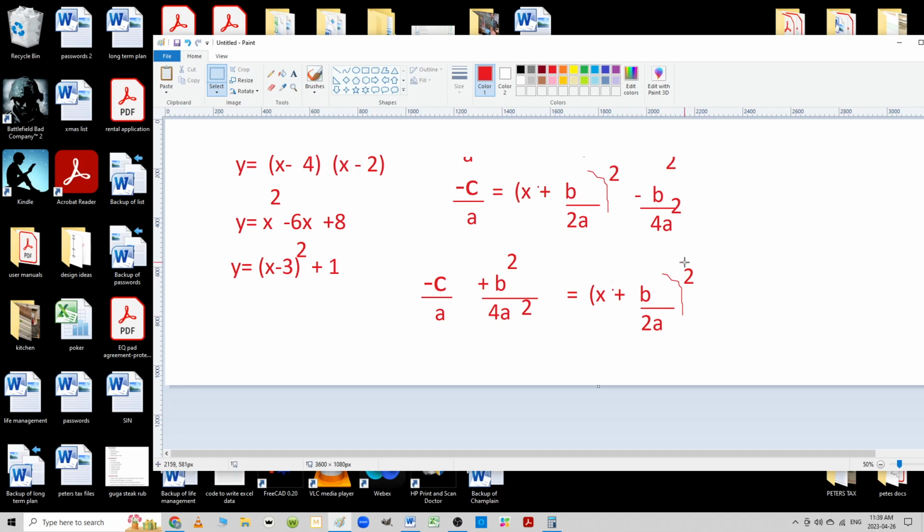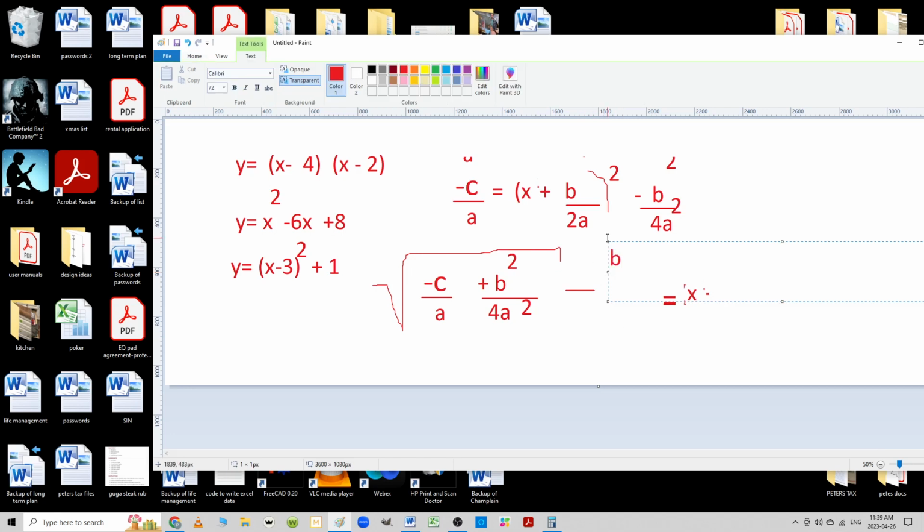Great. How do I get rid of this square? I square root both sides. That gets rid of the squared. Now I've got x plus b over 2a. How do I get rid of the plus b over 2a? I simply subtract it from both sides. Minus b over 2a.